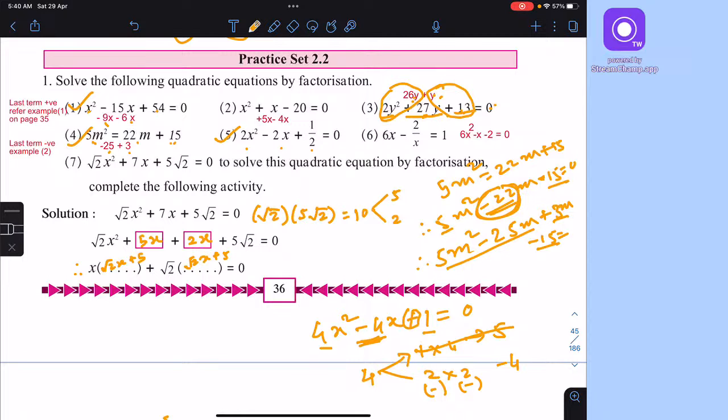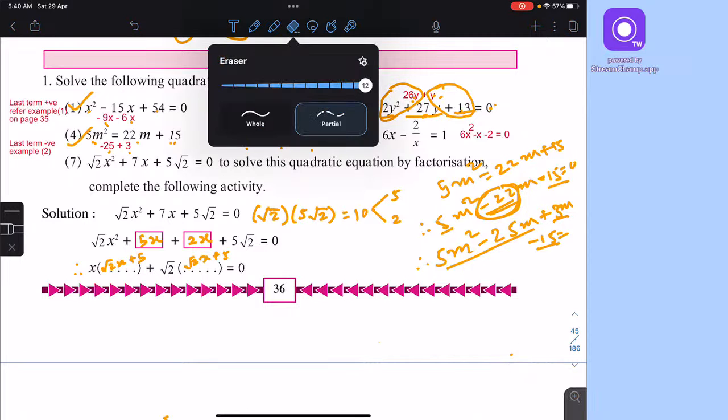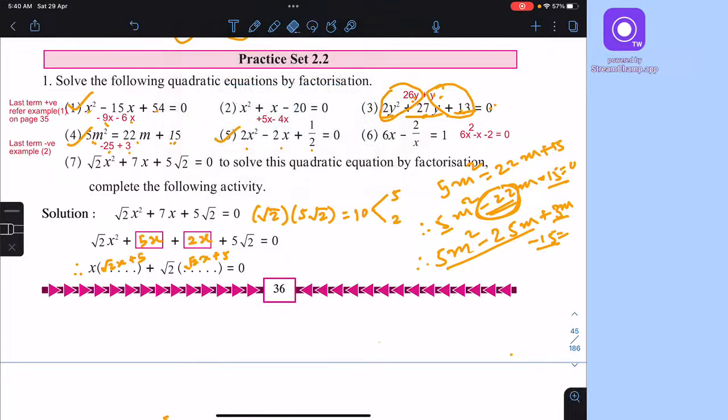Now last one, 6. In 6 you will find, again, x is in denominator. So what you can do, 6x minus 2 upon x is equal to 1. You may multiply by x throughout so that there is no denominator. So 6x into x is 6x square minus 2 upon x into x. If 2 upon x is multiplied by x, x cuts, so only 2 remains. So minus 2 is equal to 1 into x is x.